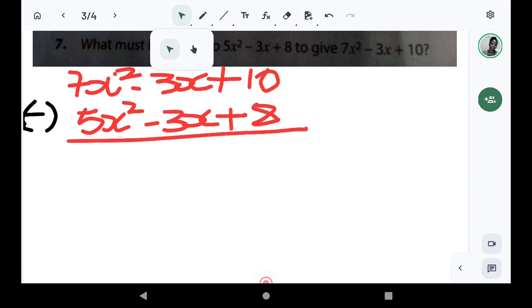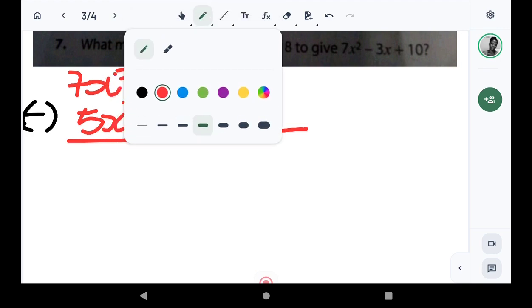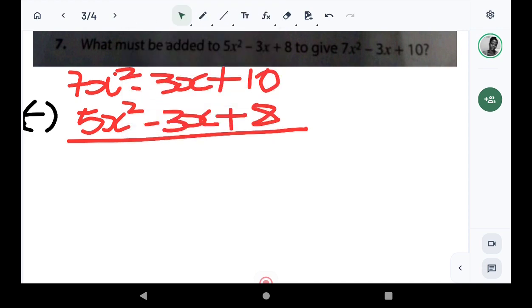Notice that I've aligned all the constants together, the ones with x's together and the terms with x squared together. Now let's start subtracting. We must start from the right hand side. 10 minus 8 is equals to what? That is equals to 2. So we'll write that down.